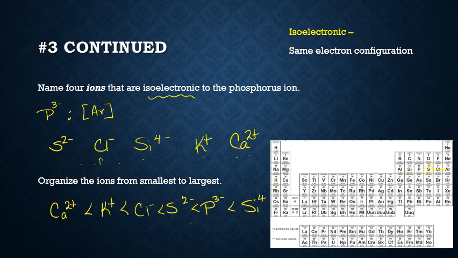If they're not, it's way more difficult to compare the sizes, unless, of course, you're comparing them within the same group. Then that's not too hard. As you compare within each group, as you go down the periodic table, they're going to get larger no matter what.